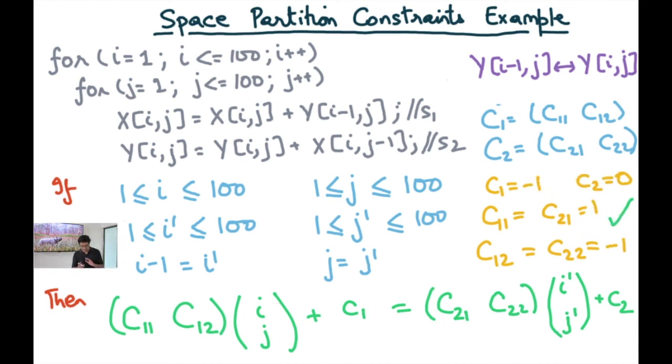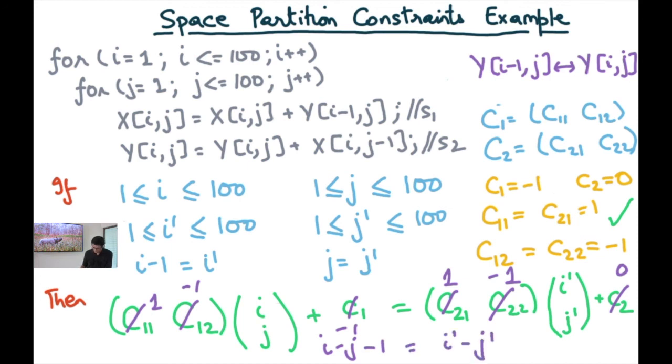And I claim that here is a solution which satisfies both the constraints, and the solution is that you have all the coefficients of I to be 1, so C11, C21 is 1, coefficients of J to be minus 1, so C12 and C22 are minus 1, and the additive constants are also important. Small c1 is minus 1 and small c2 equals 0. So let's see. Whenever I minus 1 equals I prime and J equals J prime, then C11 becomes 1, C12 becomes minus 1. Similarly, C21 becomes 1 and C22 becomes minus 1. Small c1 becomes minus 1 and this becomes 0. And so this becomes I minus J minus 1 equals I prime minus J prime plus 0. So I'm just not writing the 0.